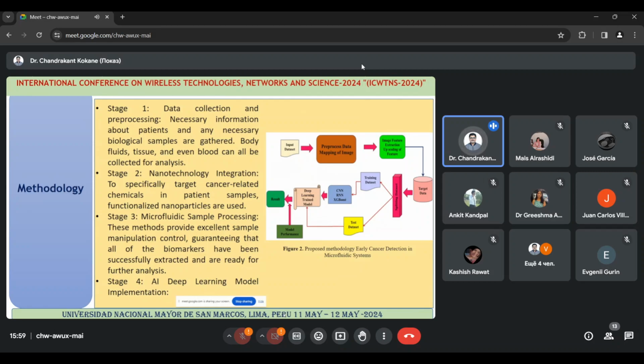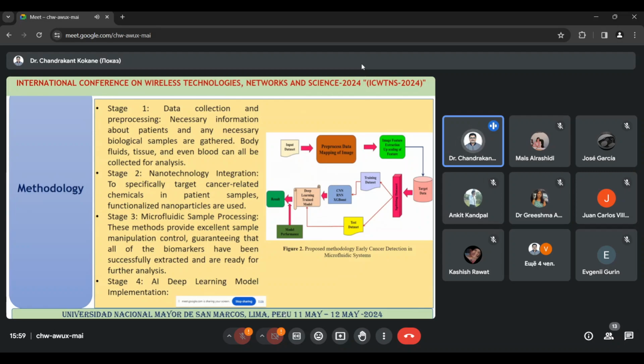The proposed methodology has 4 different stages. The first stage is data collection, which is very important here. Data collection and pre-processing, as the raw data is provided to the system. It is the first stage during which the necessary information about the patient and the necessary biological samples are gathered. The most important thing is what information is taken into consideration.